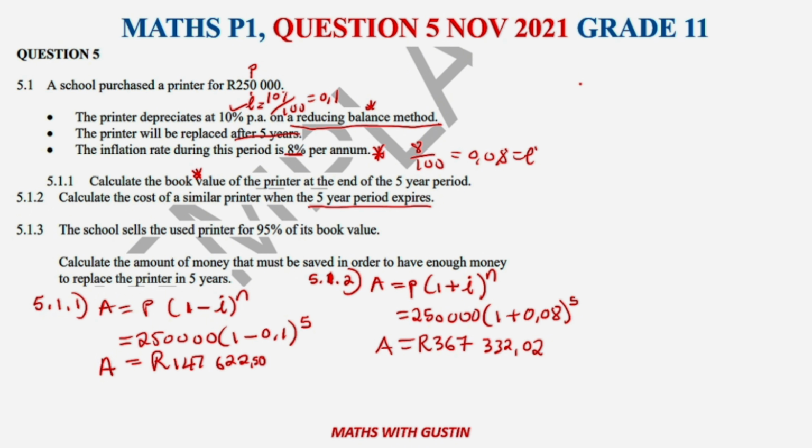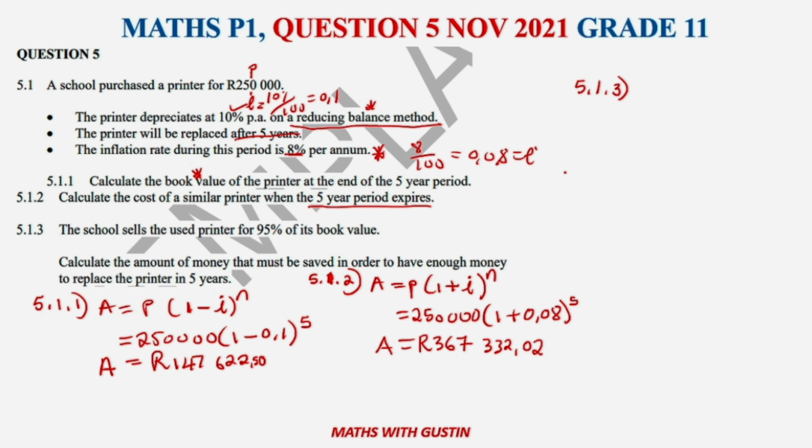Now we are going to question 5.1.3. What is the question saying? The question is saying that the school sells the used printer at 95% of its book value. We calculated the book value earlier, so we just need 95% of the book value. Then it says, calculate the amount that should be saved in order to have enough money to replace the printer in 5 years' time.